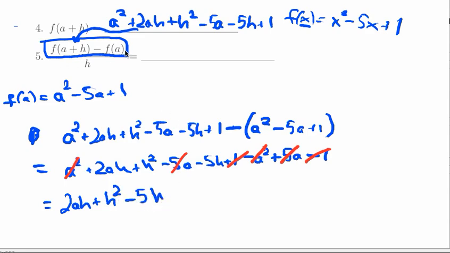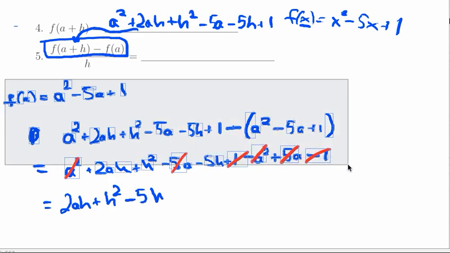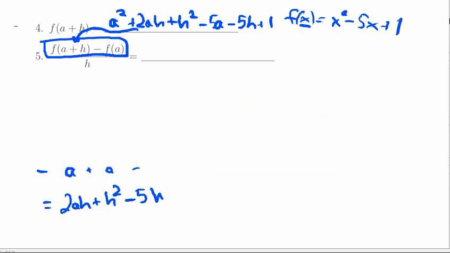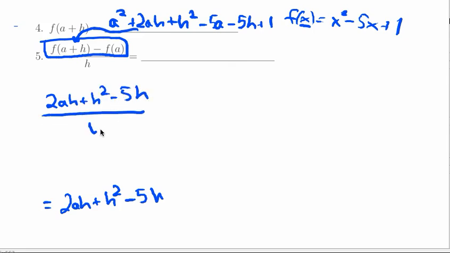That's the numerator up top. Now I'm going to delete a lot of this work. Again, if you need to see the work, just go back and pause and rewind. I'm going to get rid of everything but that answer. So that's the numerator, and now to get the entire difference quotient, all this stuff is equal to 2ah plus h squared minus 5h. That's the numerator. I'm going to divide by h.